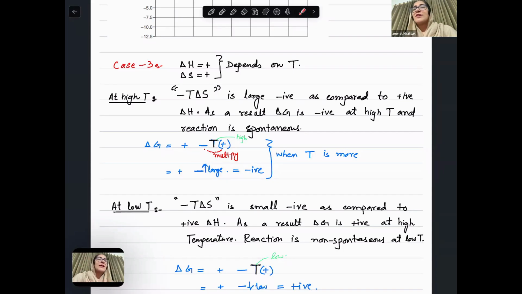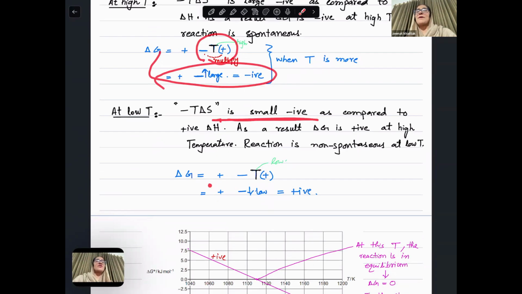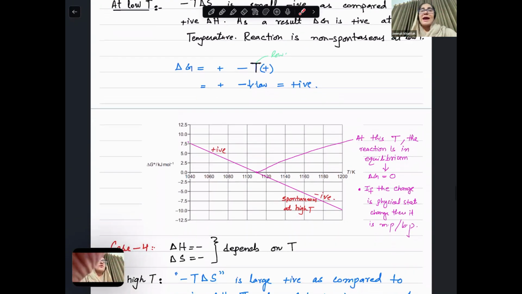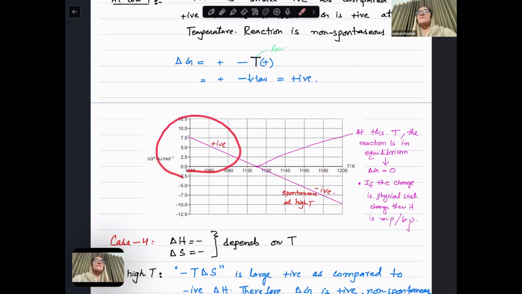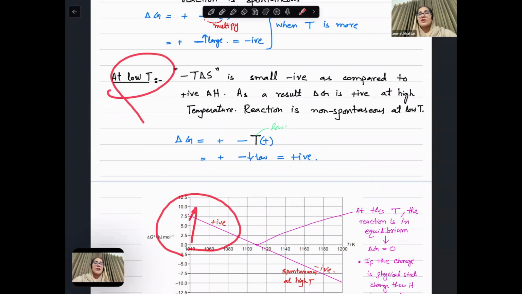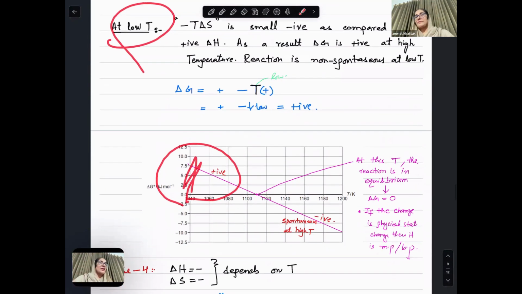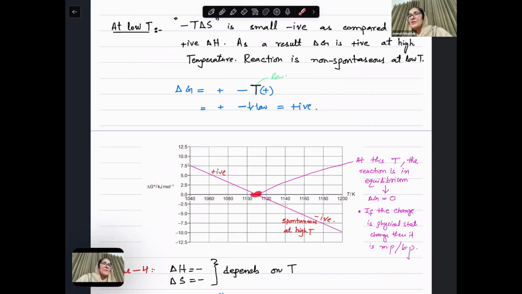So what I used to do, that minus T delta S is what? Large negative as compared to what? Positive delta H. Large negative, your overall answer is negative. Small negative as compared to positive delta H. Small negative at low temperature as compared to positive delta H. The result is positive delta G. So at low temperature, the delta G is positive. At high temperature, the delta G is negative.